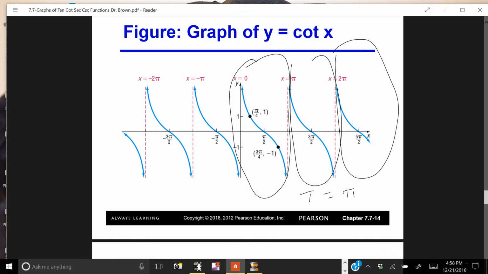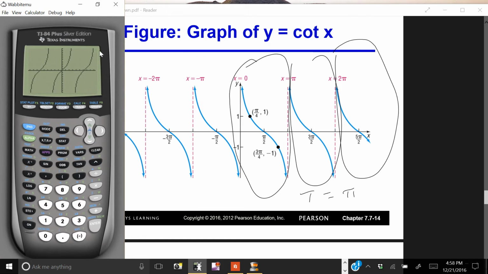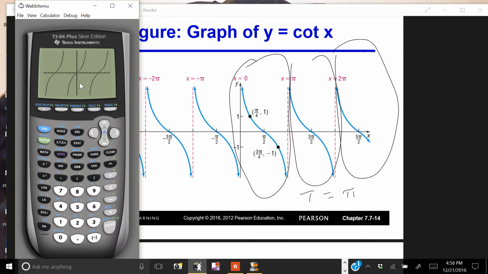In fact, let's show how we would graph this. On the calculator, you would have to make that 1 divided by the tangent function. And let's show 3 periods on either side.